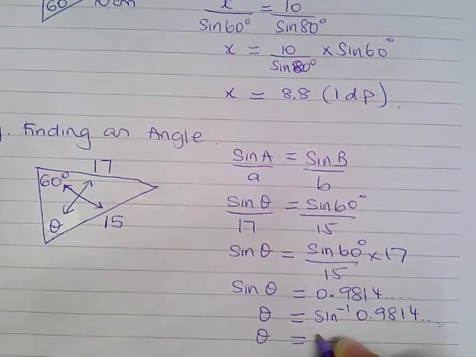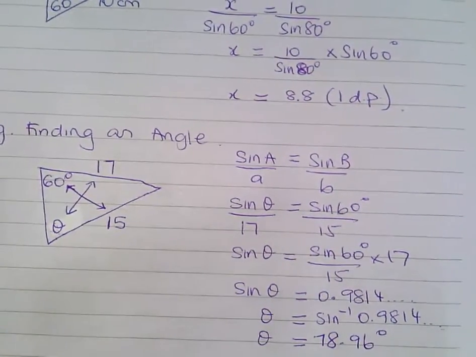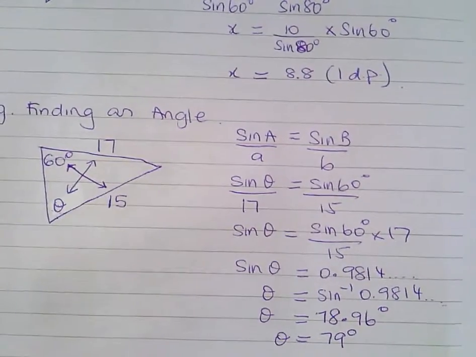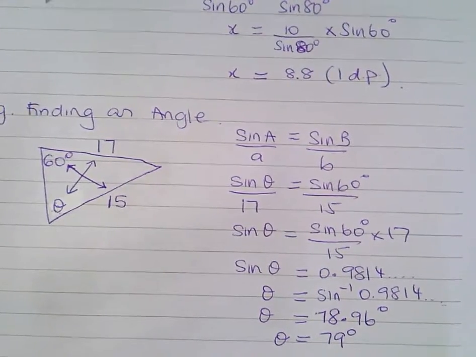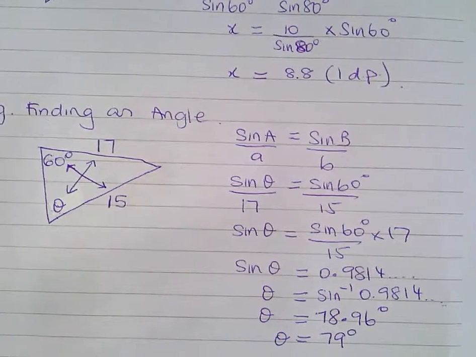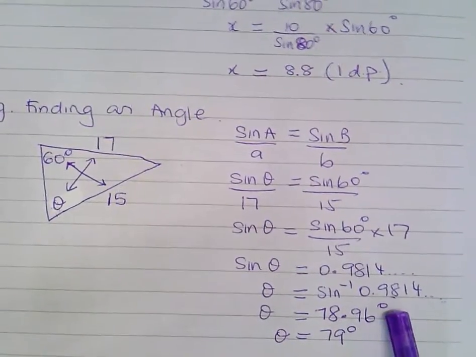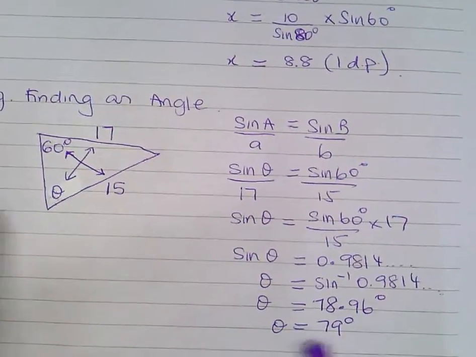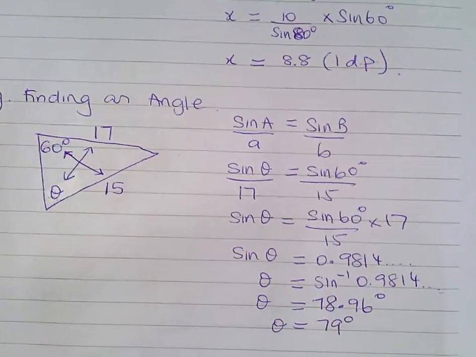78.96 degrees. That is a decimal answer. Can I have that to the nearest degree? 79 degrees. See, 78.96 degrees is not 78 degrees 96 minutes, because 0.96 is out of 100. That is the decimal degree. That is not in degrees, minutes, and seconds. That's decimal. So 79 degrees to the nearest degree.